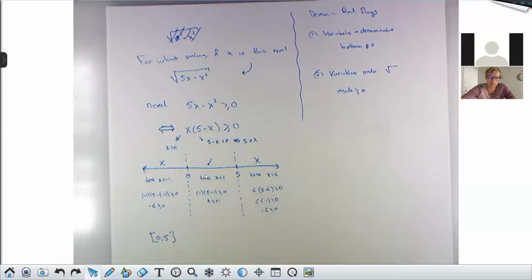So set up the inequality, then pull everything to one side, factor, and then make your number line. The things that go on the number line are whatever make each of those factors equal to 0, and then just test a point from each region, and that should do the job.